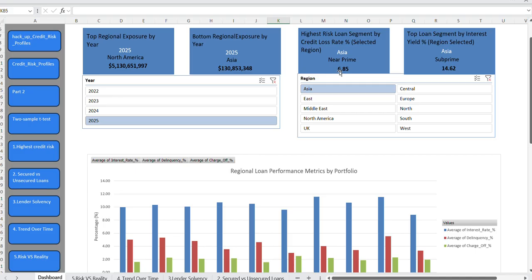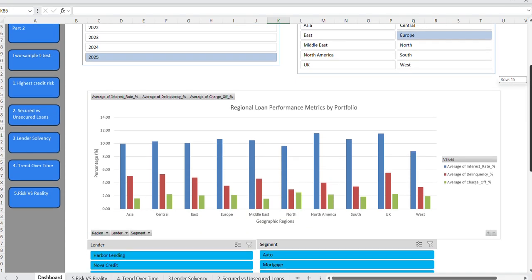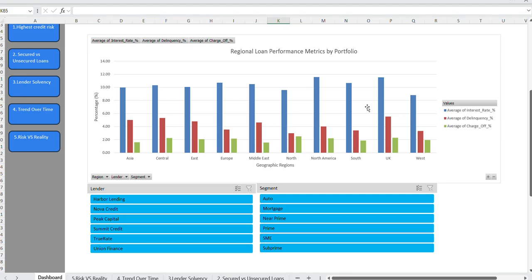In Asia, near prime is a bad case and subprime is the best case, with West SME, MSME. Let's go to Europe. Prime is the worst case and near prime is the best case for business. Then let's go here. I made a nice chart for visualization.